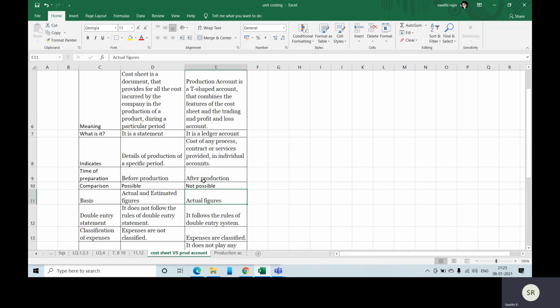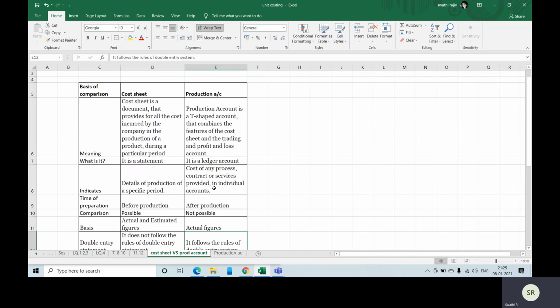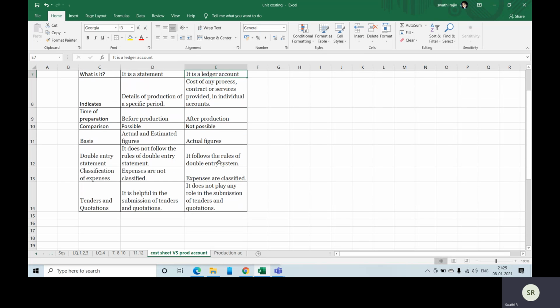While production account happens after production and hence it's based only on actual figures. What actually happened, what is the production, how much amount you have spent, that is what production account shows us. Now here, cost sheet does not follow the double entry system of accountancy because there's no debit, there's no credit, nothing like that, and we're just preparing a statement, that's it. And many of the financial terms we don't take into account for cost sheet at all. While production account follows the rule of the double entry system of accounting. We have already said that it's a ledger account.